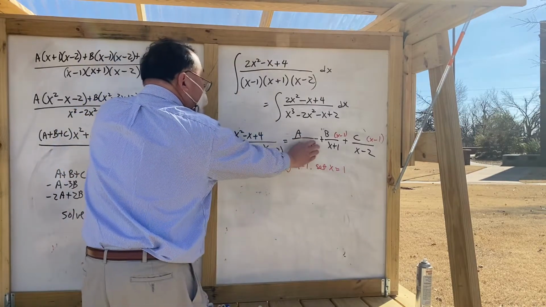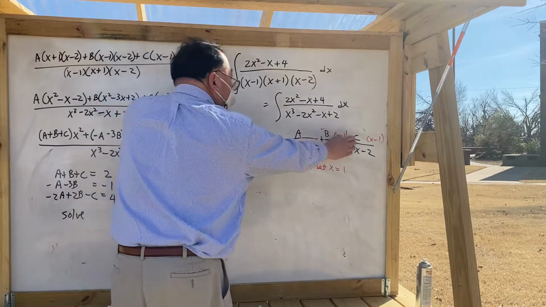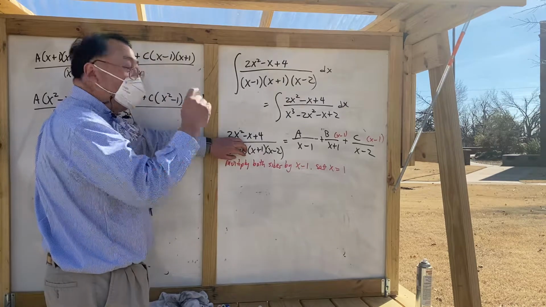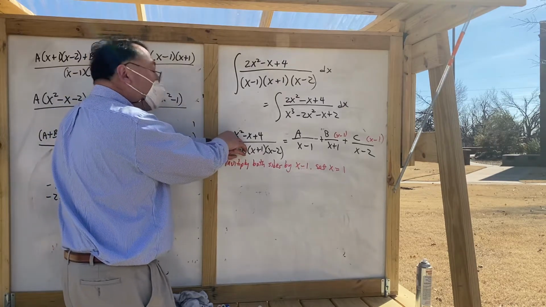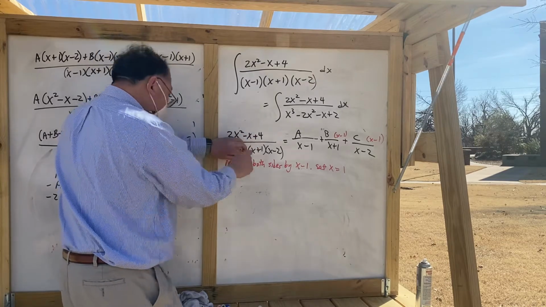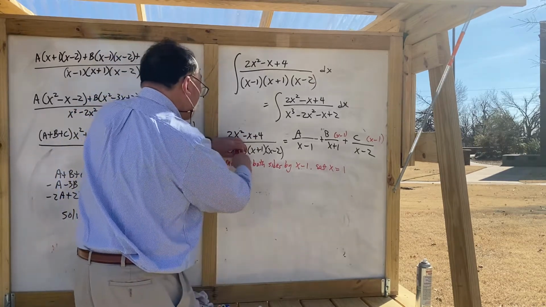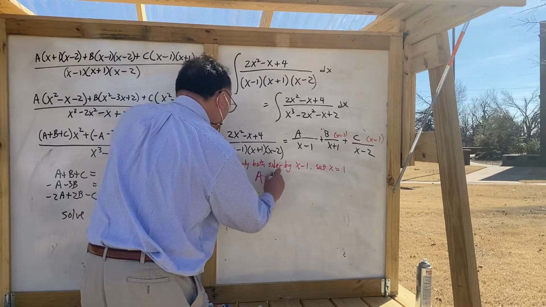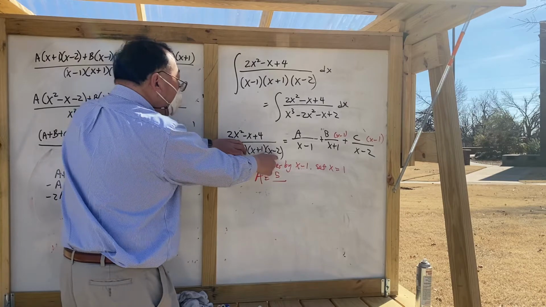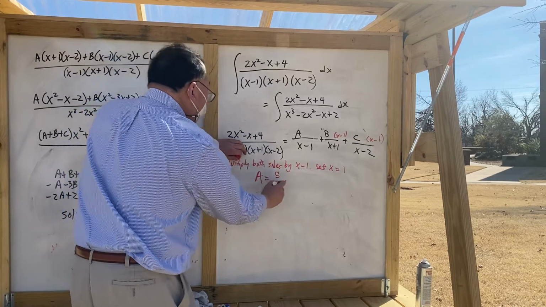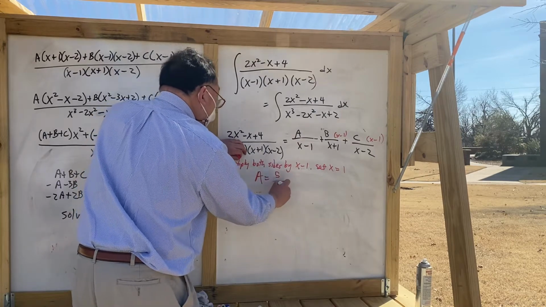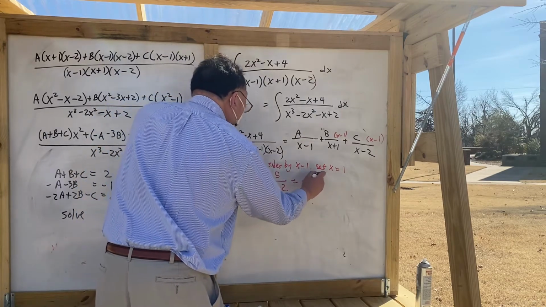Now I'm going to set x equal to 1. When I set x equal to 1, this is 0, this is 0. I get a is equal to, I'm going to plug in 1. What do I get? 2 times 1 squared, so 2 times 1 minus 1 plus 4. So that's going to be 5. So I get a is equal to 5 over 1 plus 1 is 2, 1 minus 2 is negative 1. So this is going to be 2 times negative 1, so that's minus 2. So a is equal to negative 5 halves.